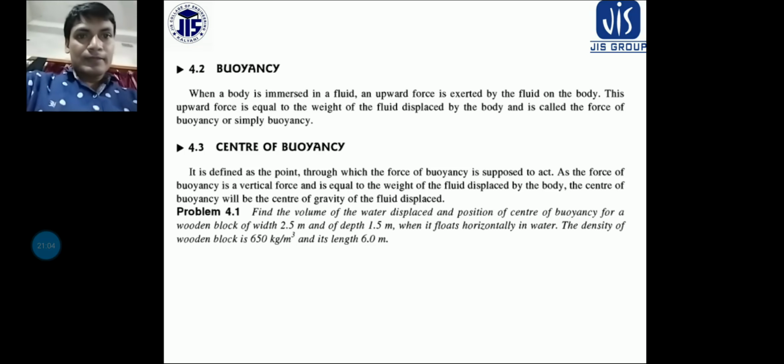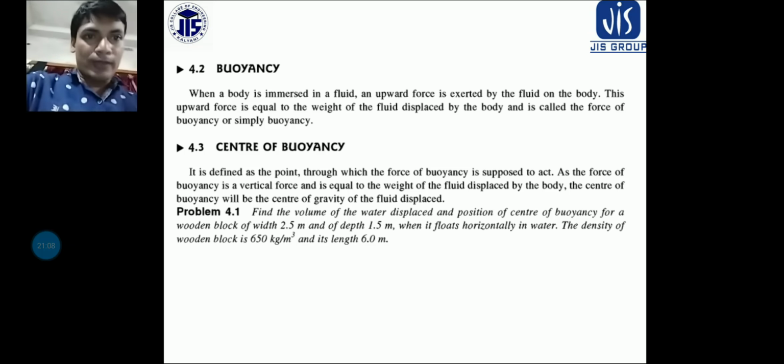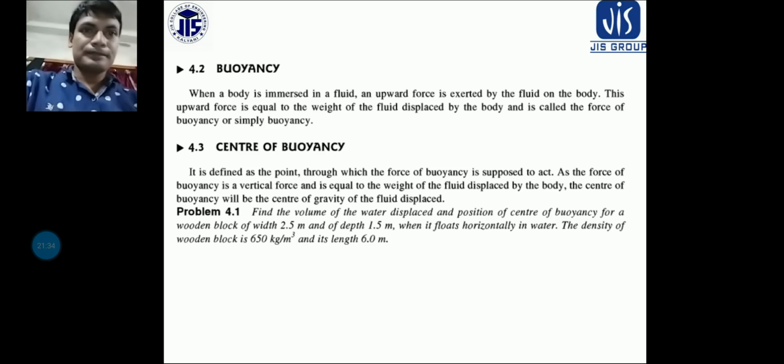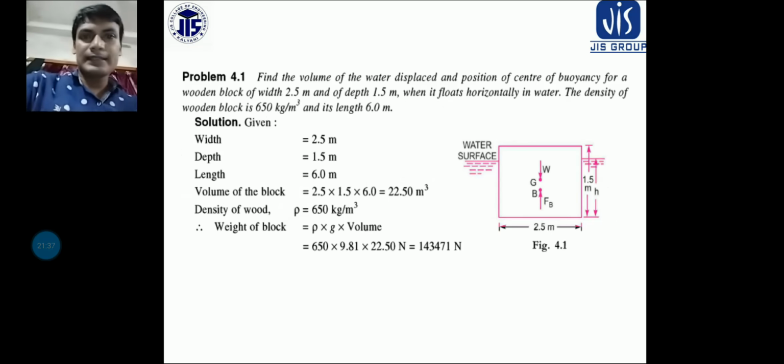Now problem number 4.1: find the volume of the water displaced and the position of the center of buoyancy for a wooden block of width 2.5 meter and depth 1.5 meter, when it floats horizontally in water. The density of the wooden block is 650 kg per meter cube and its length is 6.0 meter. So let us discuss.